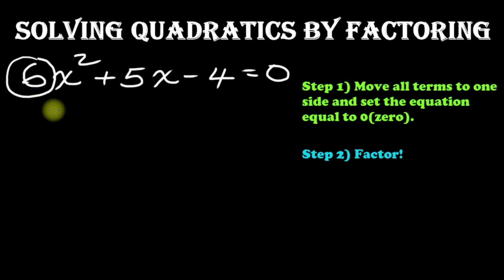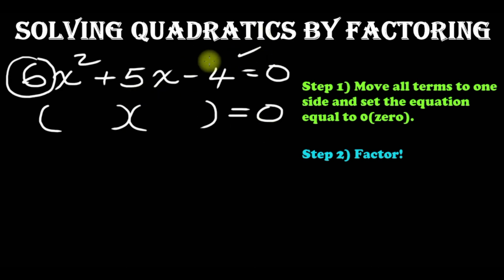So we're going to factor again. We're going to factor this into two binomials. A binomial times another binomial gives you this: 6x squared plus 5x minus 4. First thing we have to do is identify the a, b, c. Your a is 6, your b is 5, and your c is negative 4.